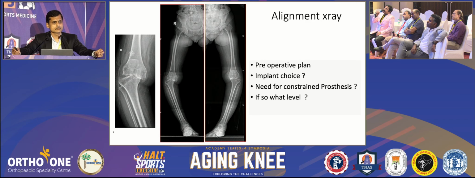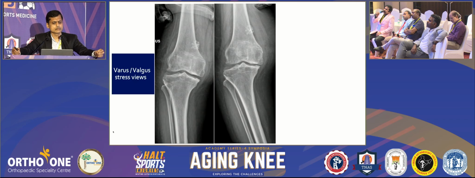That shows that there is an entity called varovalgus knee. So the knee is in varus in extension. As you flex the knee more, you'll get valgus. So obviously, if it is 30-degree varus in extension, at 90-degree of flexion, you'll get 30-degree of valgus. That is explained as varovalgus knee.